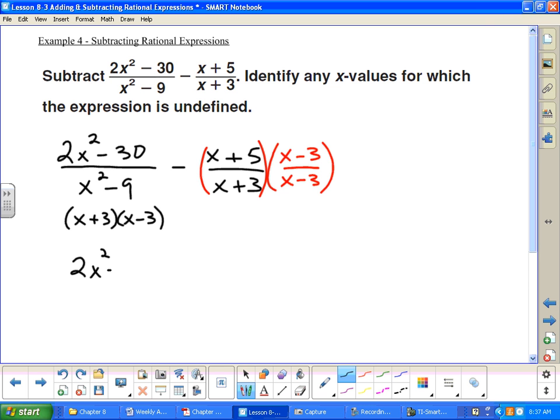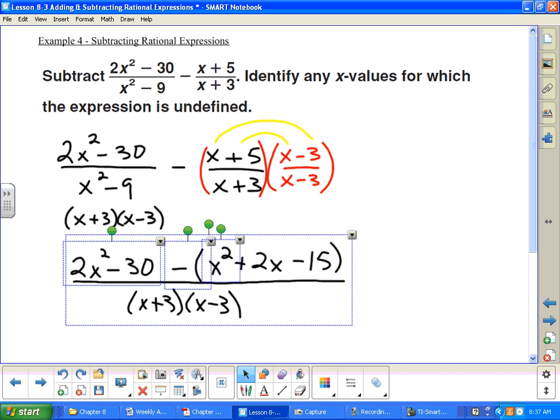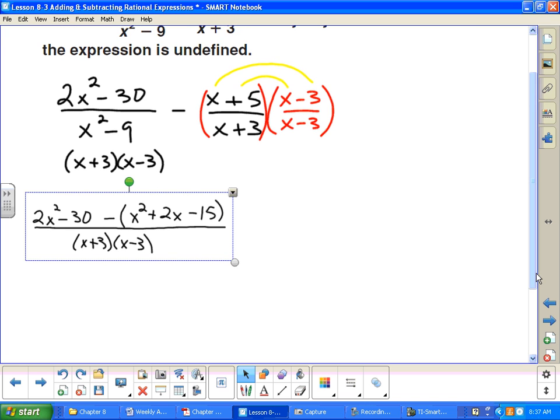Now, this is where you really need to be careful, because here's what I'm going to do. I'm going to put my minus sign here, and then I'm going to put a parenthesis, because it takes me a little bit extra work, but I'm going to make sure that I get the answers correct. And then I'm going to FOIL. X squared, when I do negative 3, positive 5, so plus 2x and minus 15. The middle term, 5 minus 3 is 2.